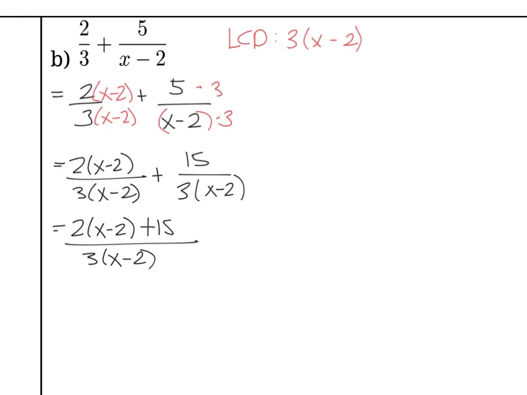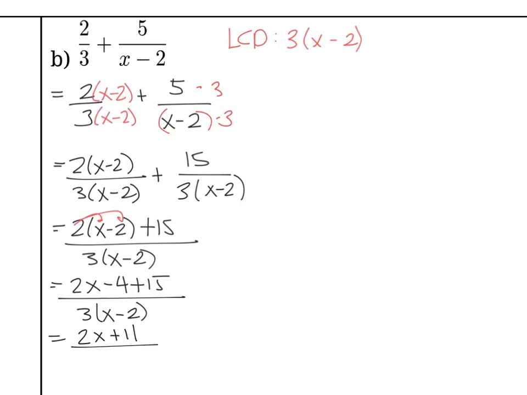The numerator is not factored, the denominator is factored, so don't expand this because we're just sort of working backwards. We want it always factored so that we can cross out any common factors. The numerator is not factored because we have this plus 15, so let's expand this and we will have 2x minus 4 plus 15 all over 3x minus 2. And when we simplify, we will have 2x plus 11 all over 3x minus 2.